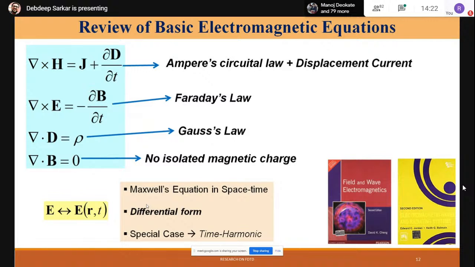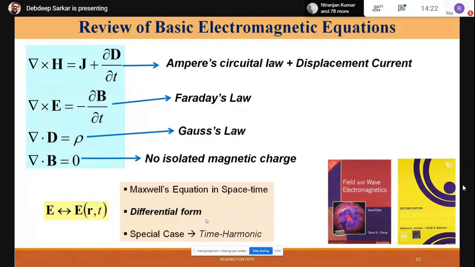Even if you do not have the complete physical interpretation of these things, you can simply consider that these quantities, the electric field and magnetic field, are all space-time quantities, and by space-time we mean that each is a function of space as well as time. So r is the space variable and t is the time variable, and this set of equations that I wrote are the differential form of the Maxwell equations.